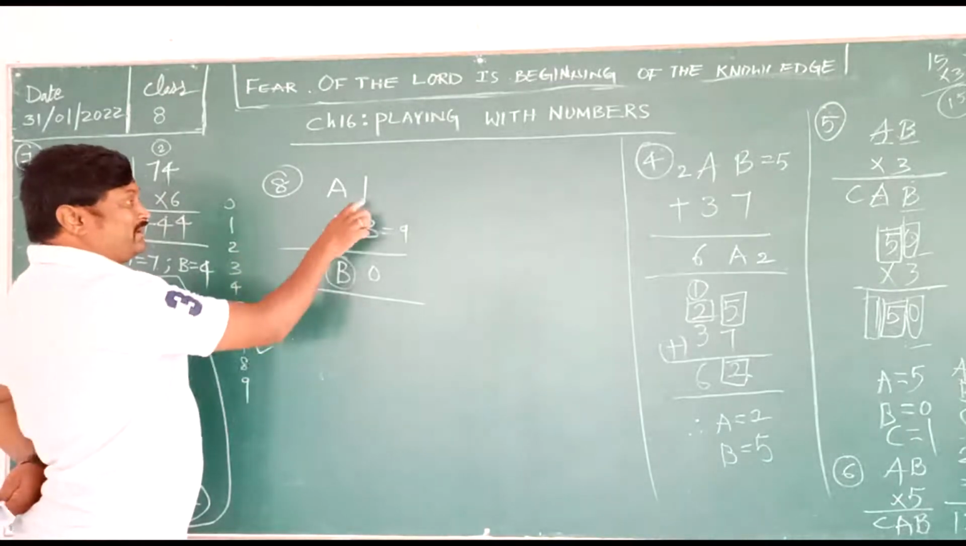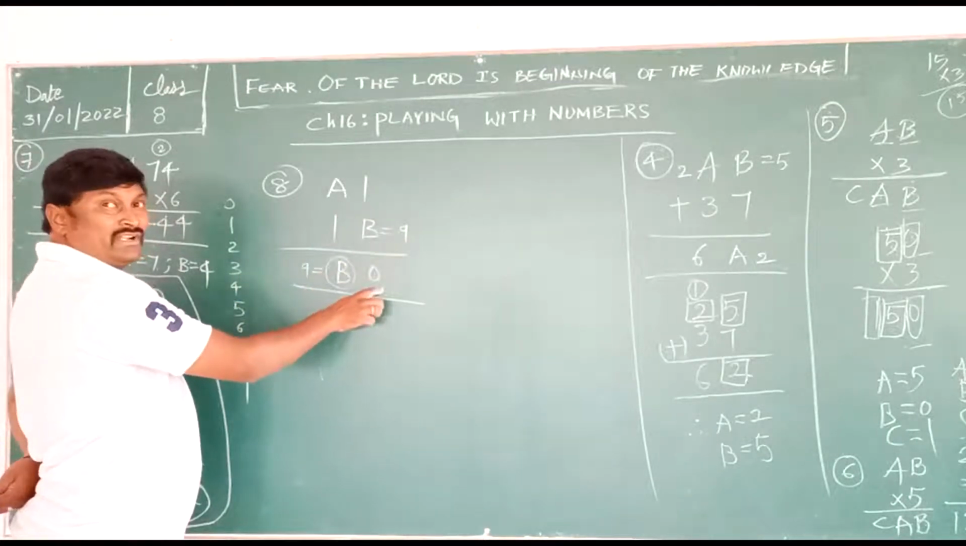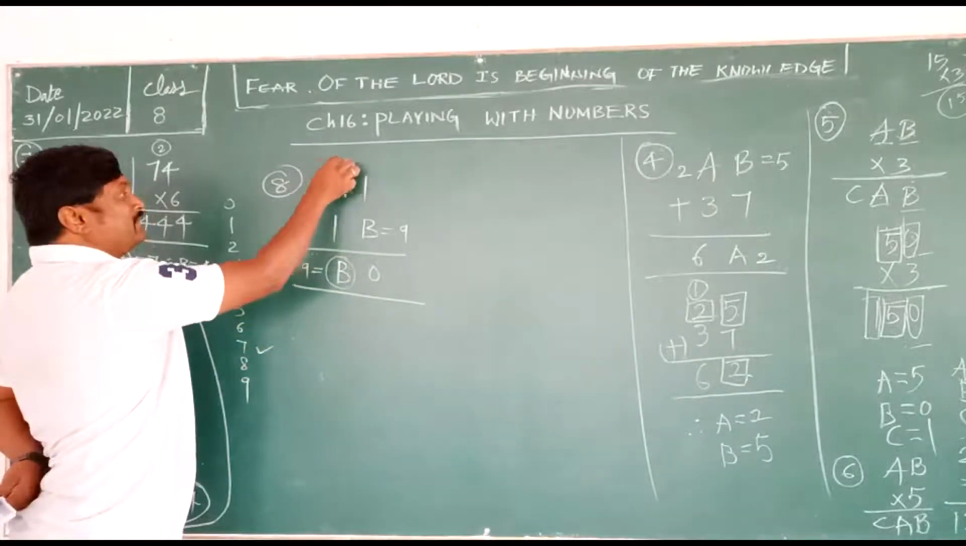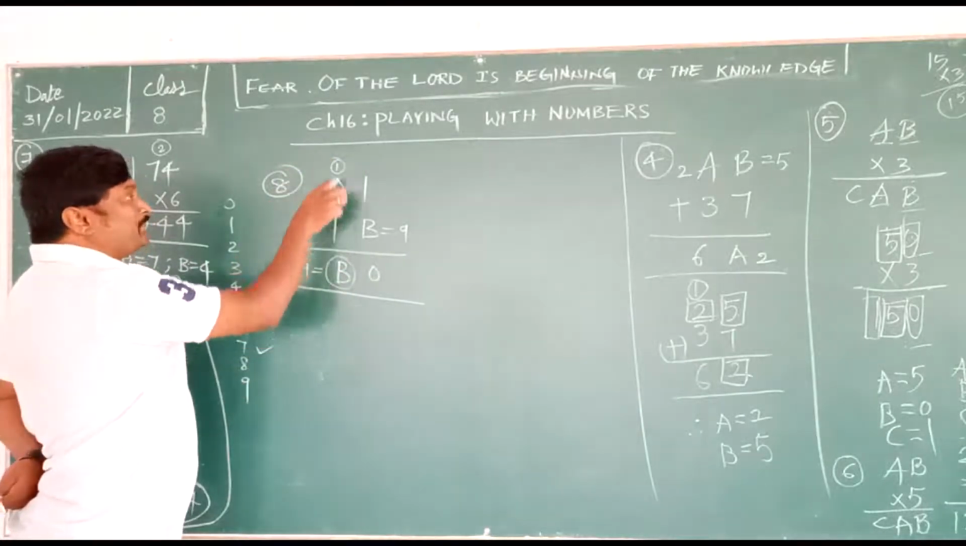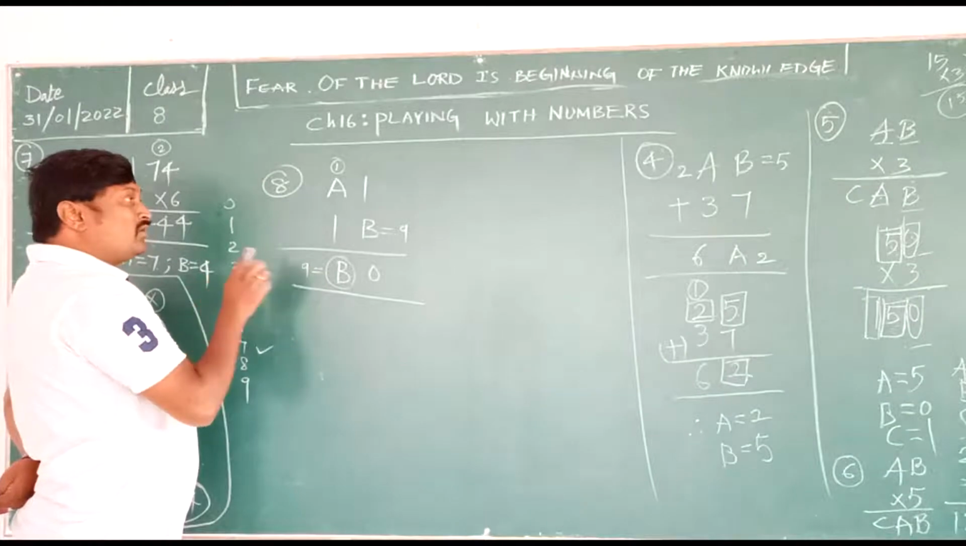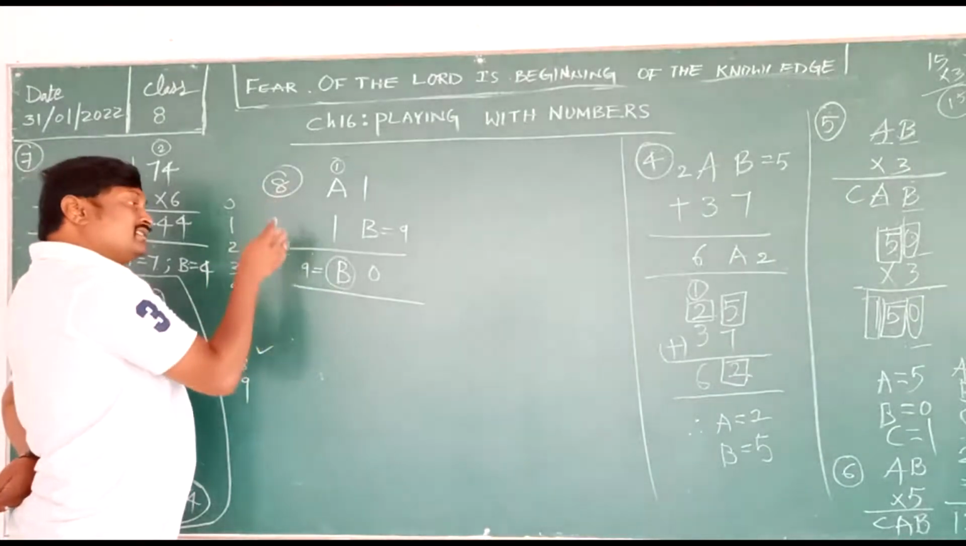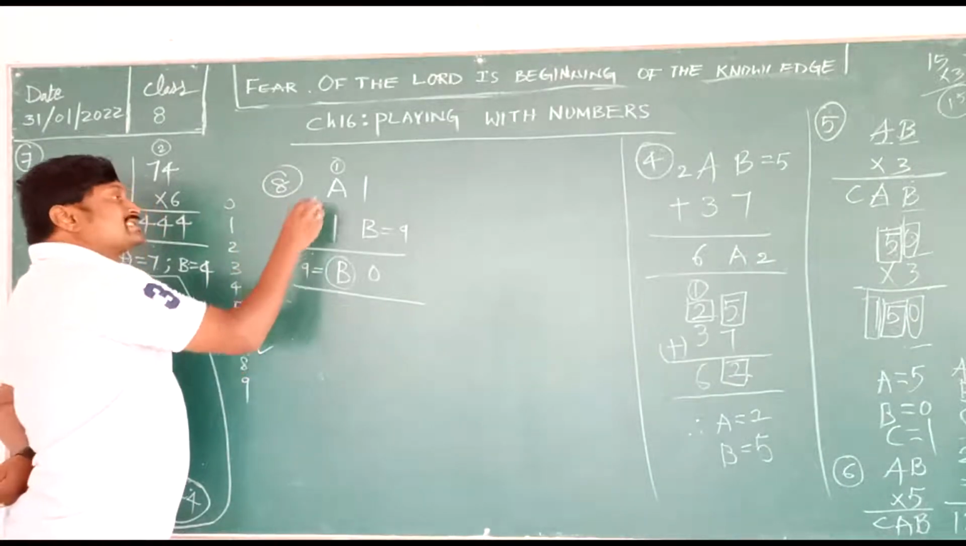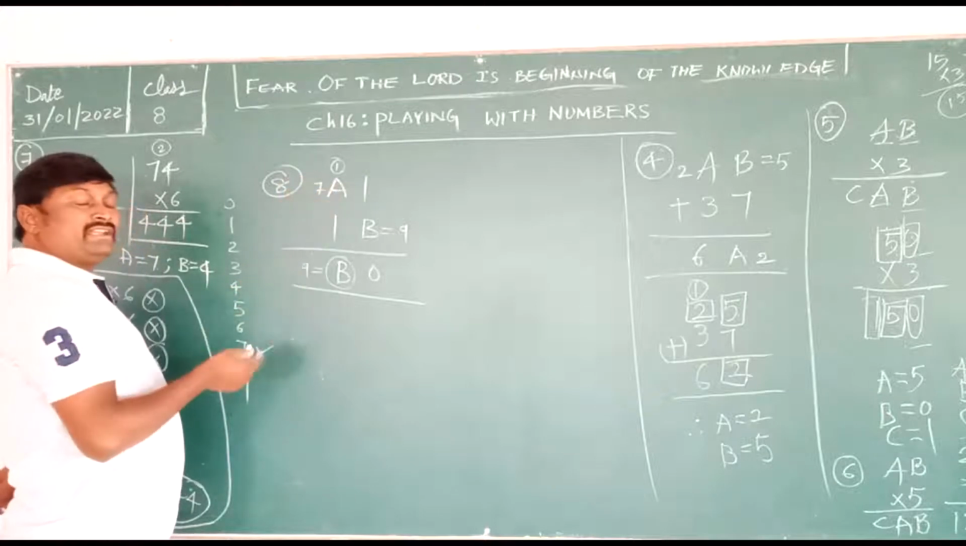So observe carefully, 1 plus 9, 10 you are going to get, 0 here, 1 will be carried here. 1 plus 1, 2. How much should be added so that I'll get a 9? 7 should be added. Completed answer.